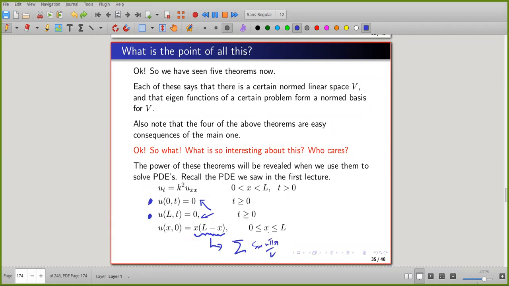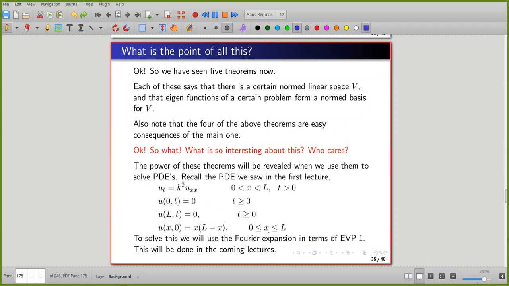Anyway, we will come to this. So to solve this, we will use the Fourier expansion in terms of EVP1. This will be done in the coming lectures. Because when your boundary conditions are in this form, then to solve this, we will use the Fourier expansion of x into L minus x in terms of EVP1.